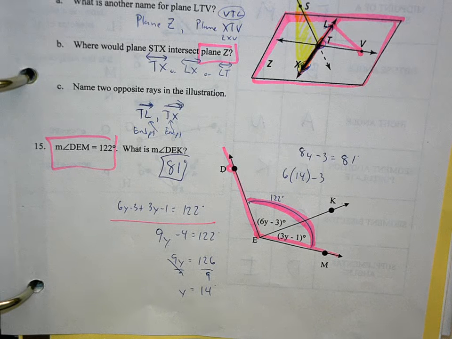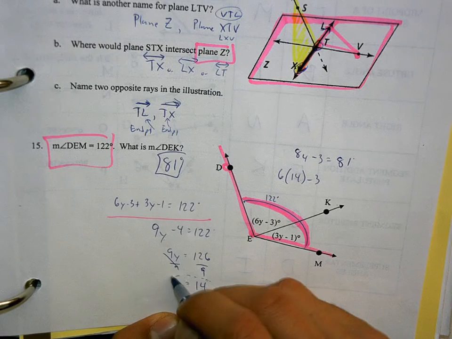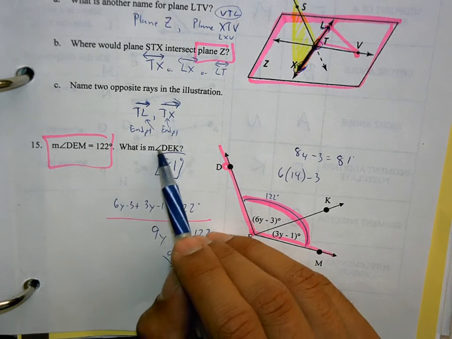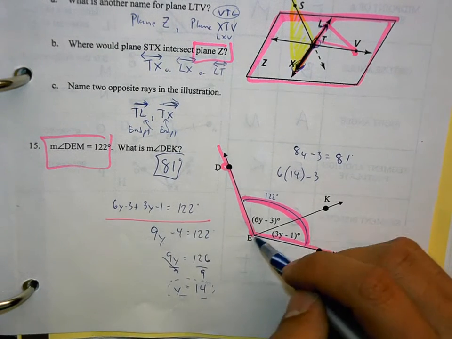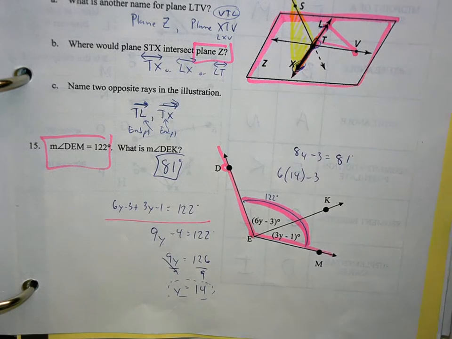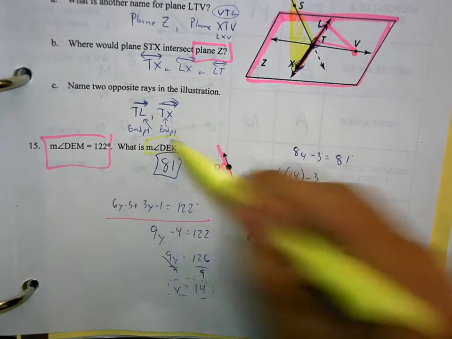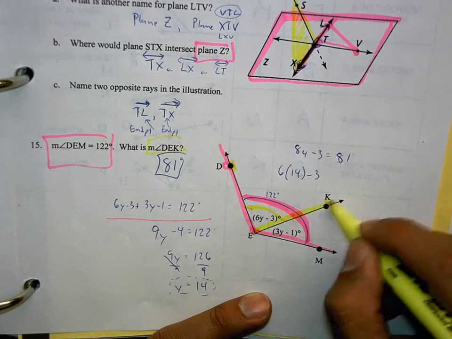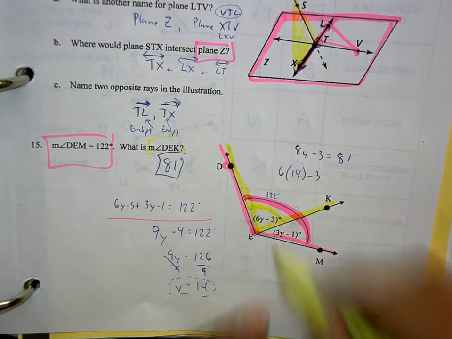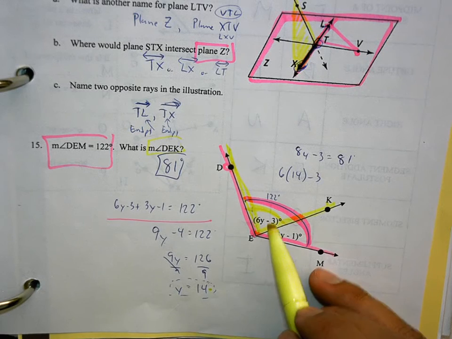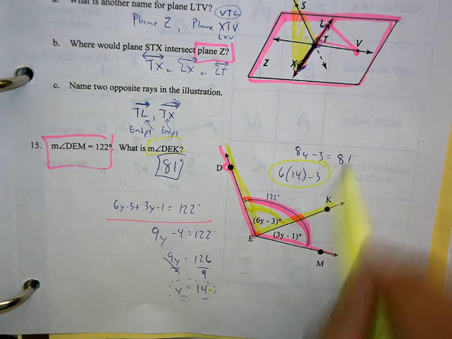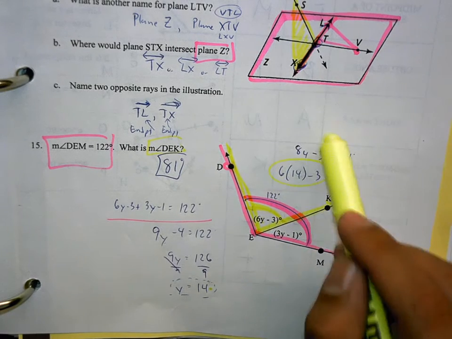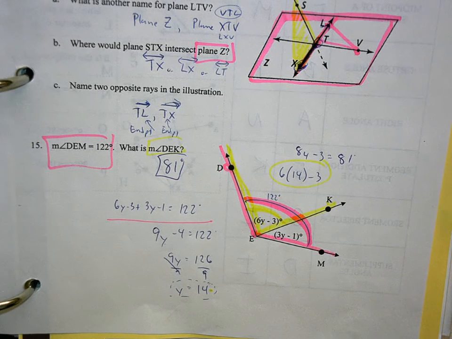But I don't stop there. Never stop when you figure out what y is equal to. Look at what they're asking for. D-E-K. They're looking for this yellow one. D, then E, then K. So we have to plug that 14 back in here to figure out what DEK is. 6 times 14 is 84 minus 3, which is 81 degrees for my answer.